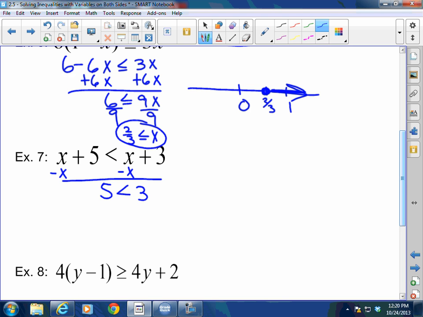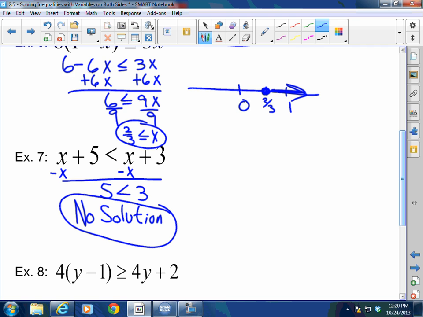Whoa, wait a second. Is that a true statement? No. What happens to false statements, my friends? No solution. If it's a false statement, it's literally no solution. Just like in equations. False statement is no solution. What would a true statement render? All real numbers or infinitely many solutions.